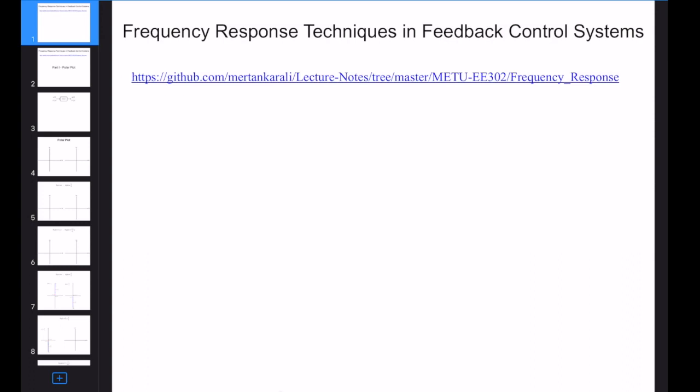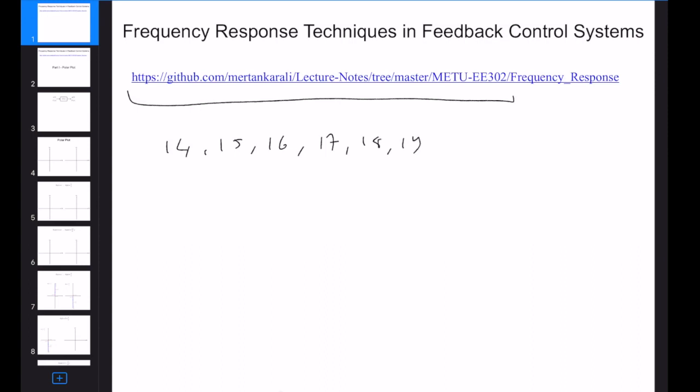Hello everybody, today I will give an introduction on frequency response techniques in feedback control systems. As you may know, I publish my lecture notes in my GitHub repository, which is here. Normally, I cover frequency response techniques in my lecture notes starting from lecture 14, 15, 16, 17, I think, until 18 and 19.